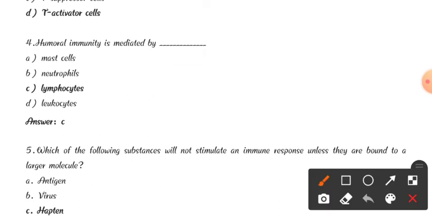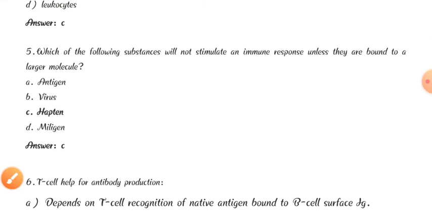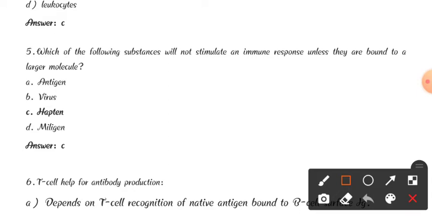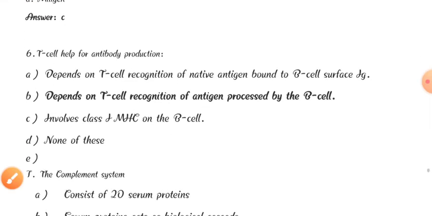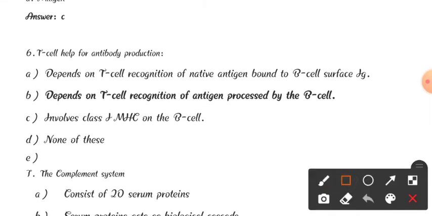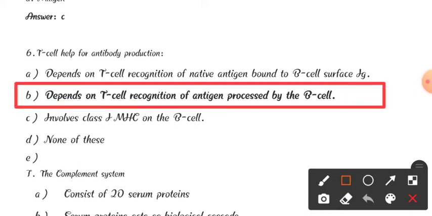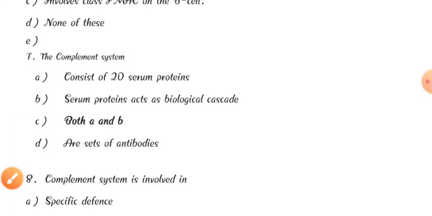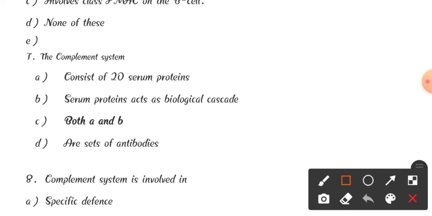Now question number 4 friends, humoral immunity is mediated by, option C, that is lymphocytes, is the correct answer. Now question number 5 friends, which of the following substances will not stimulate an immune response unless they are bound to a large molecule? So option C, that is hapten, should be the correct answer. Now question number 6 friends, T cell help for antibody production? So option B, that is depends on the T cell's recognition of antigen presented by the beta cell, is the correct answer.